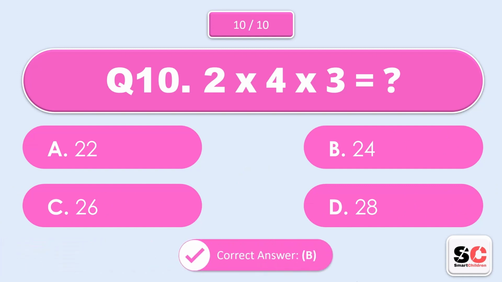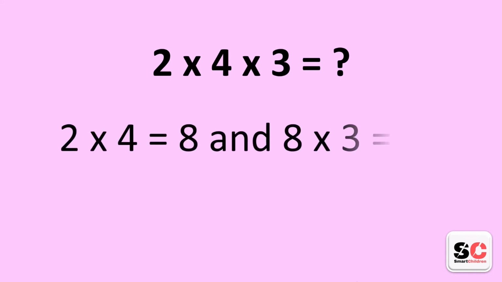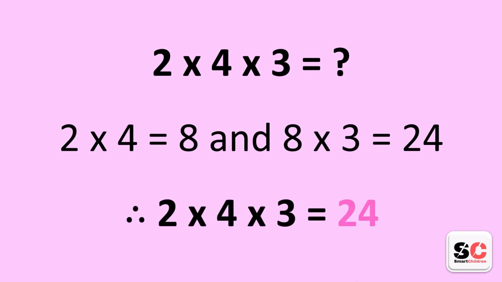24. The correct answer is B, 24. 2 multiplied by 4 is equal to 8, and 8 multiplied by 3 is equal to 24. Therefore, 2 multiplied by 4 multiplied by 3 is equal to 24.